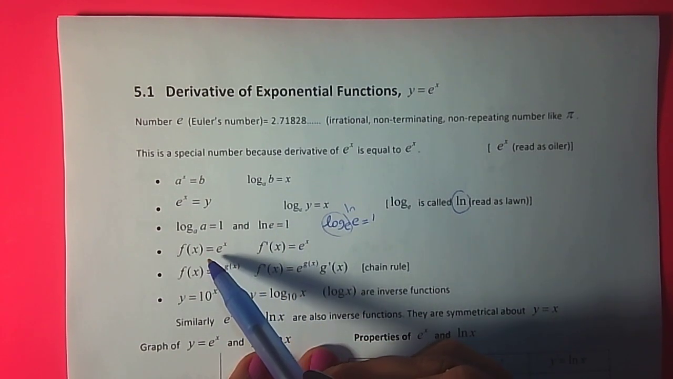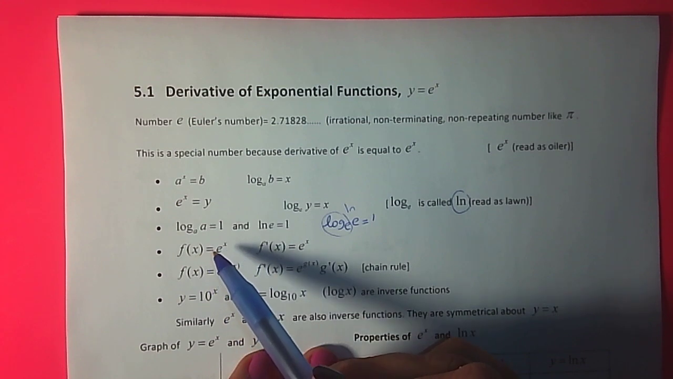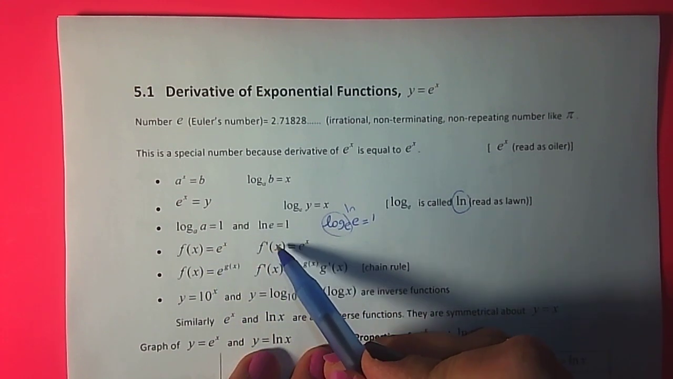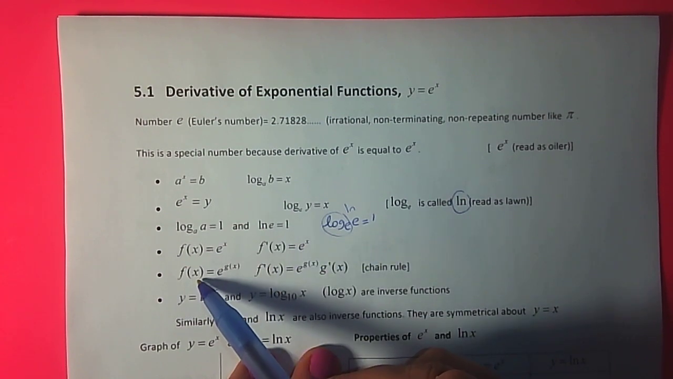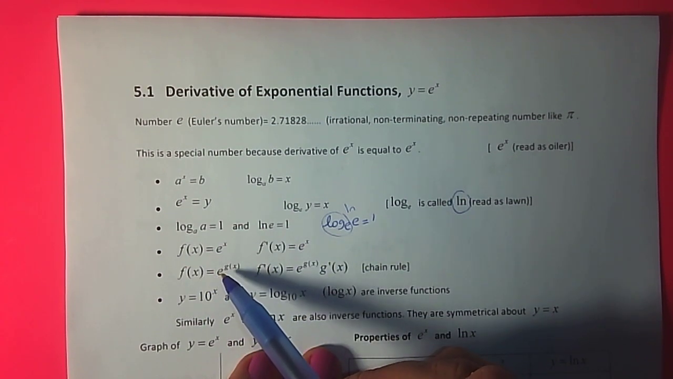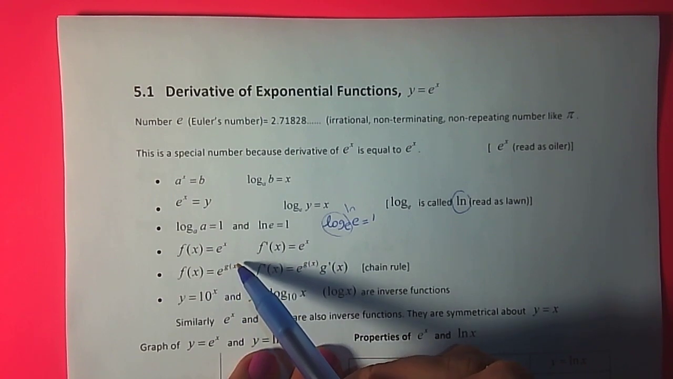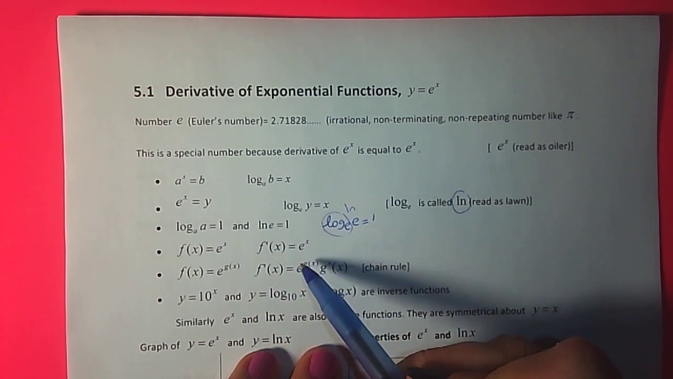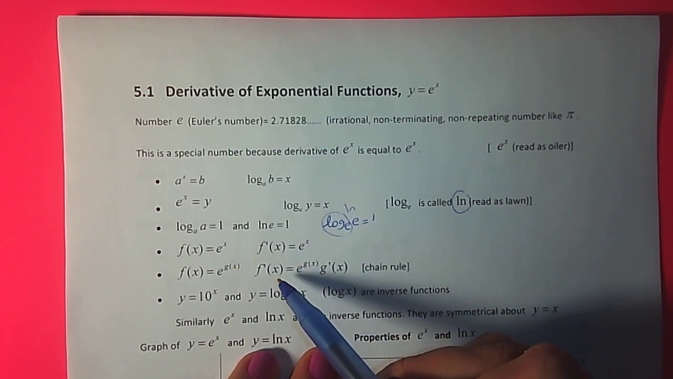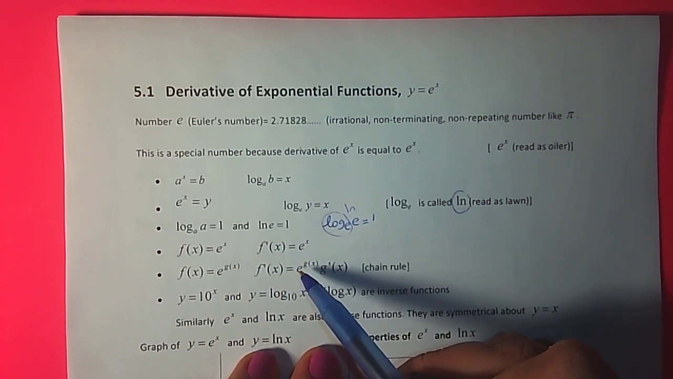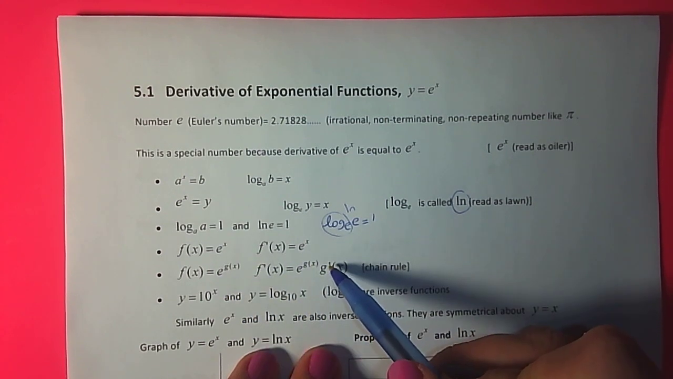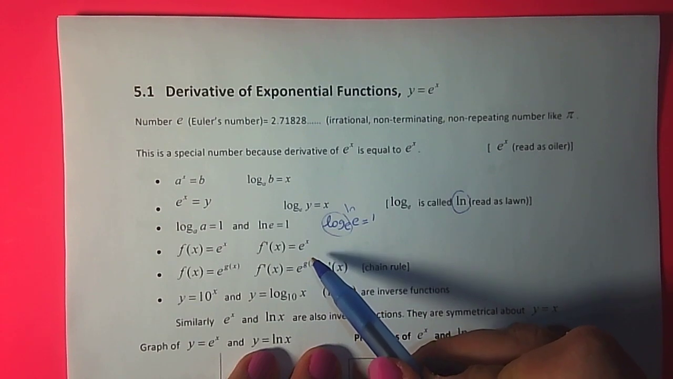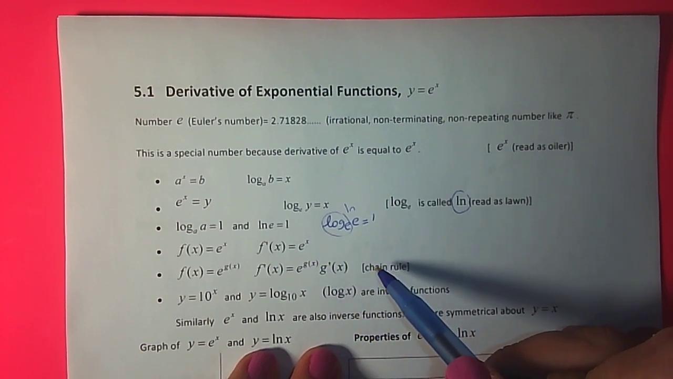Another property: if we have f of x equals e to the power of x, the derivative of f will be equal to e to the power of x. How about if we have f of x equals e to the power of g of x? So the exponent is not x, but is a function of x. When you're taking the derivative of that function, you get e to the power of g of x, so you keep it as it is. Then you multiply this by the derivative of the exponent. So this is the chain rule.